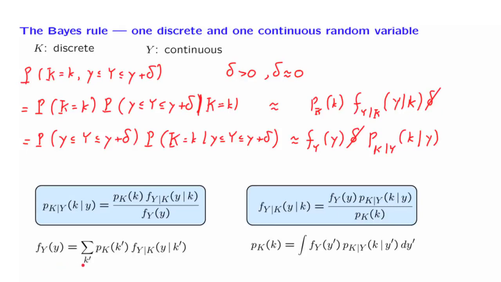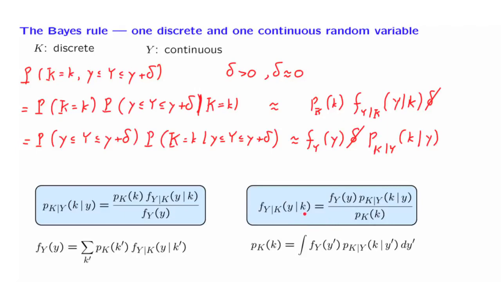This is a version of the total probability theorem that we have already seen. We have a conditional density of y under different scenarios for the random variable capital K, and we get the density of y by considering the conditional densities and weighing them according to the probabilities of the different discrete scenarios. This version of the total probability theorem is something that we have not proved so far. On the other hand, it's not hard to derive.